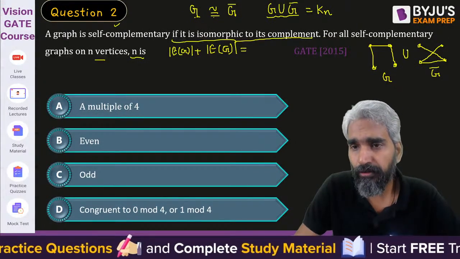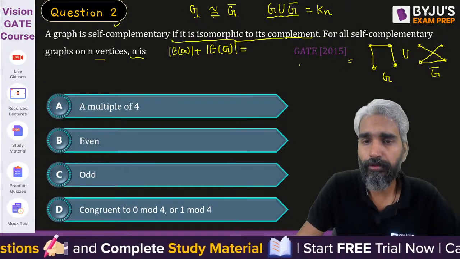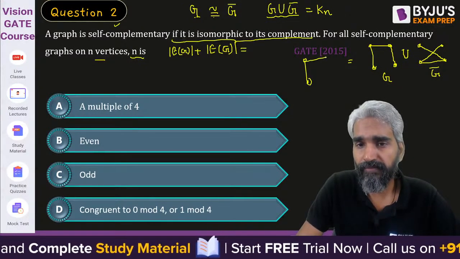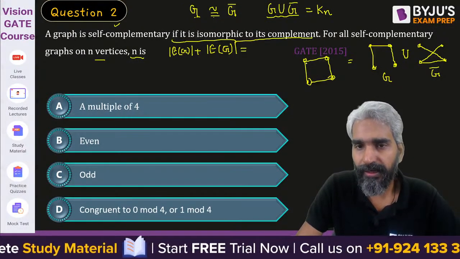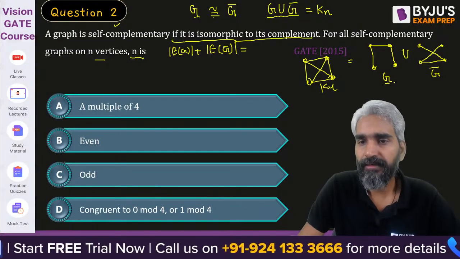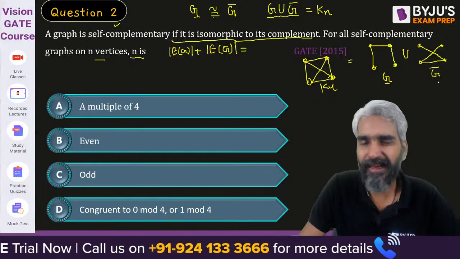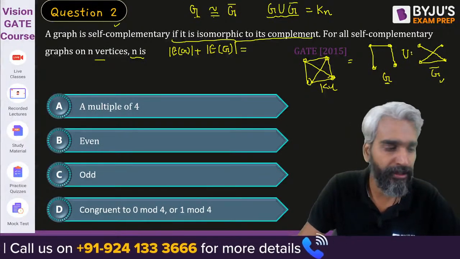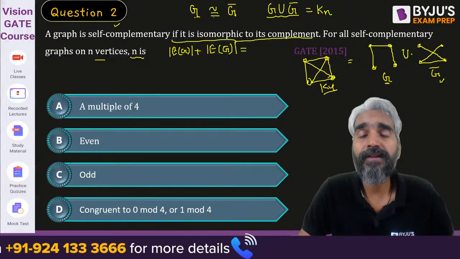If you take the union of these two, what will you get? If you take the union of these two, then ultimately you will get a complete graph with 4 vertices, right? If G is a graph with 4 vertices, G bar is guaranteed to be a graph with 4 vertices. If you take the union, you will get the complete graph.